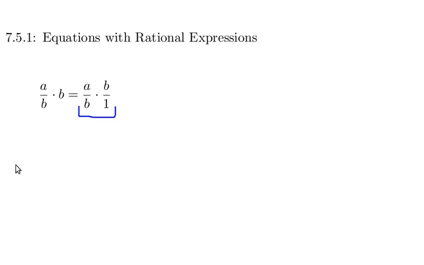So now I can multiply across, so I'll have a times b, and then b times 1 will just give you b. But now we can just cancel out the b's. So now we simply have left over a, or a over 1, which is just a. The point being that when you multiply a fraction by its denominator, what you get is just the numerator back. So we no longer have a fraction.